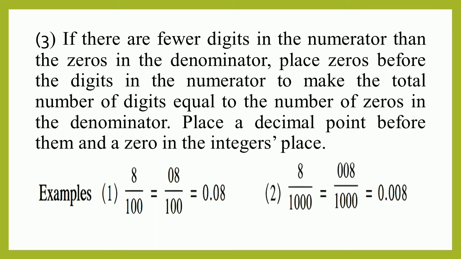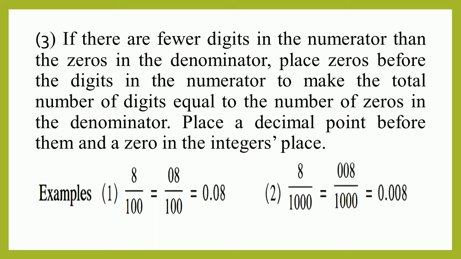Let's see rule number 3. If there are fewer digits in the numerator than the zeros in the denominator, then place zeros before the digits in the numerator to make the total number of digits equal to the number of zeros in the denominator. Place a decimal point before them and a zero in the integer's place.